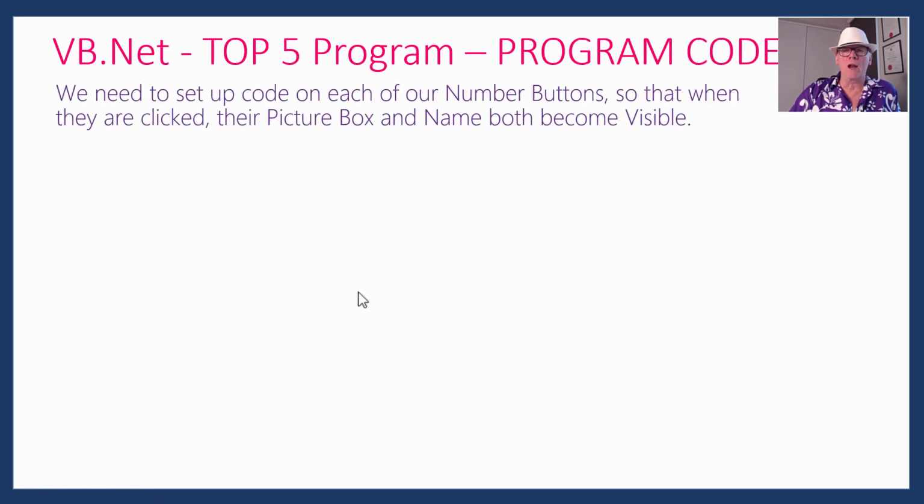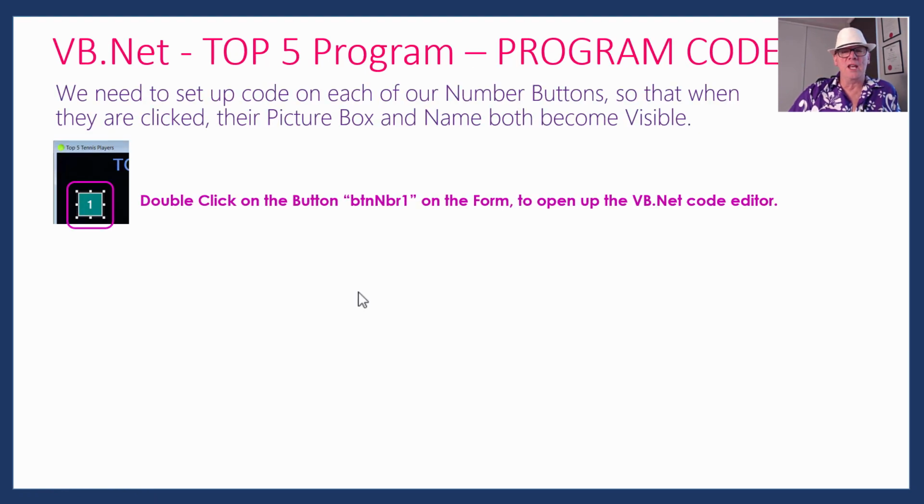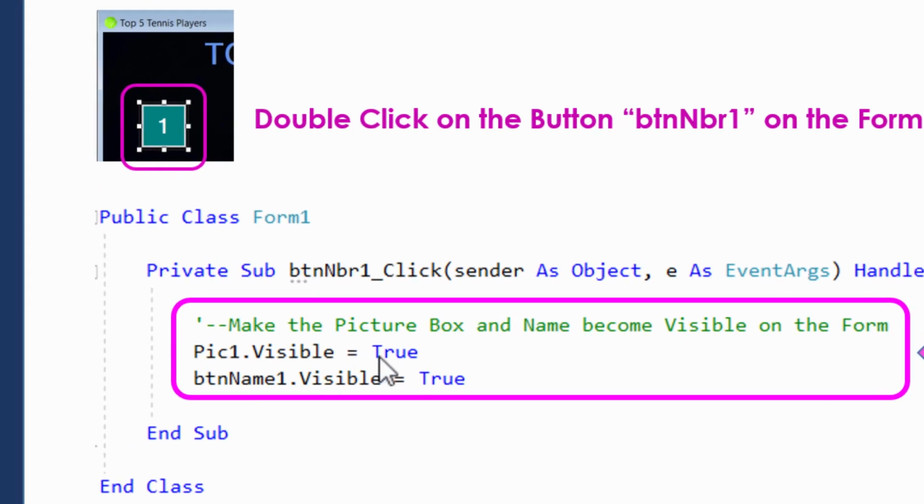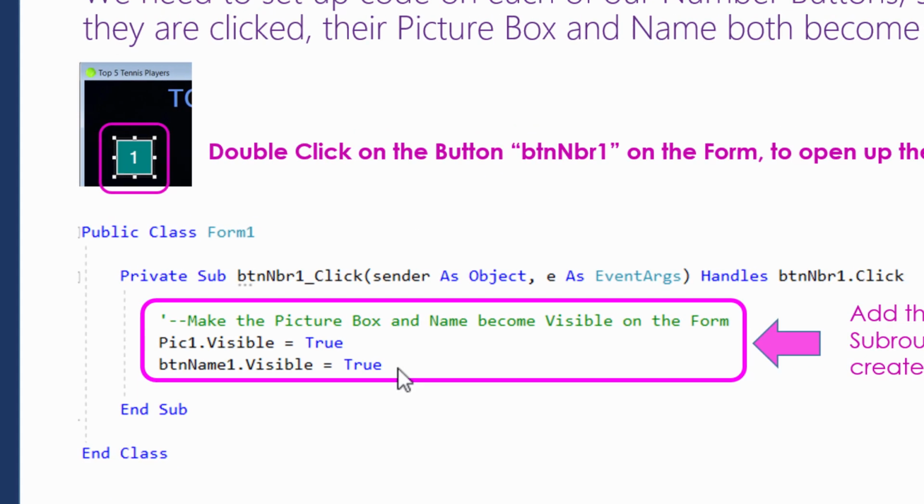All right, now the program code we need to do that is: double click on that first button, BTN number 1, and that should open up the VB.NET code editor like we've done in previous projects. It'll write all this part for you, the click event and the end sub, so don't try and write that yourself. Now in this section, what you need to do is make pick1.visible equals true. So we're going to change that property back to true, and that'll make it appear so that we can see it. And btn name1, for that first player name, dot visible equals true as well.